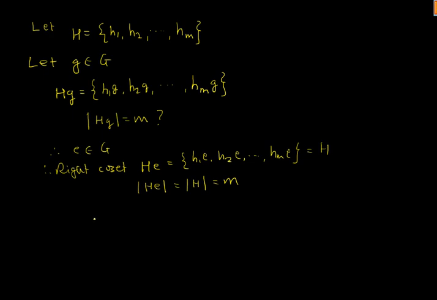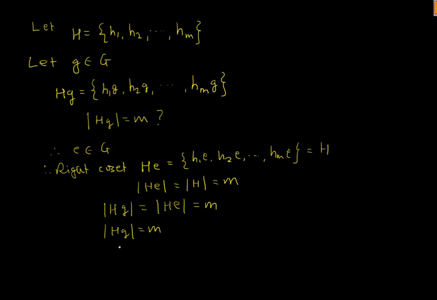There is one-to-one correspondence between any two right cosets of H in G. It means the cardinality of every right coset of H in G is the same, and therefore the cardinality of this right coset Hg is equal to the cardinality of this right coset, and it is nothing but m. Hence we have proved that the cardinality of Hg is equal to m, and that's why this right coset Hg definitely contains m elements.